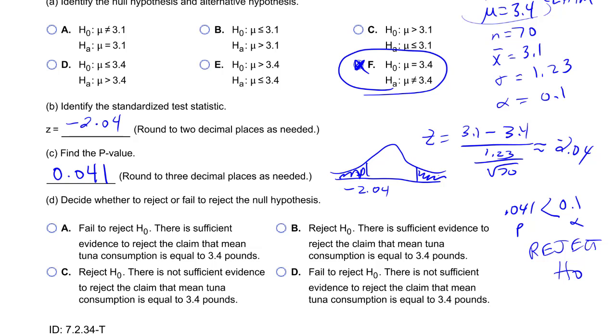Now, where was my claim? My claim was in H0, so that means I'm in a rejection mode. I did reject the null hypothesis, hence rejecting the claim. So there was enough evidence to reject the claim. I reject H0, and there is sufficient evidence to reject the claim.